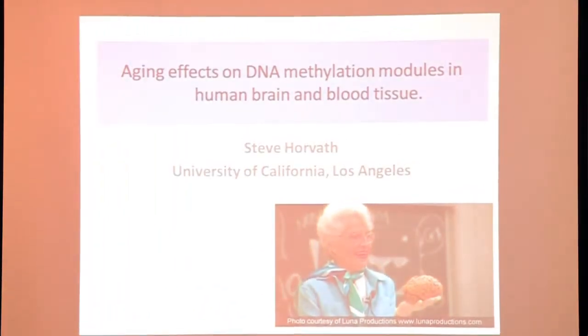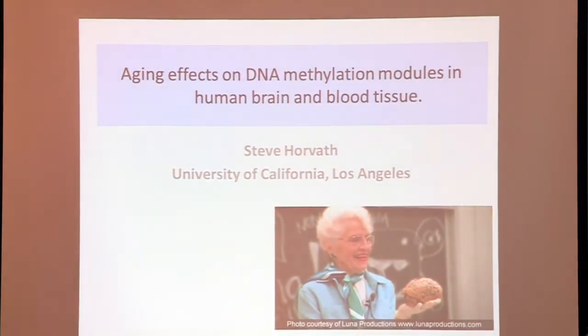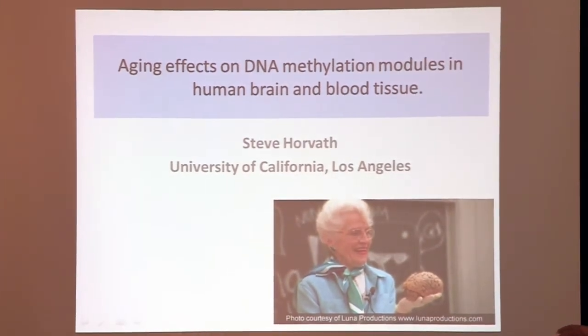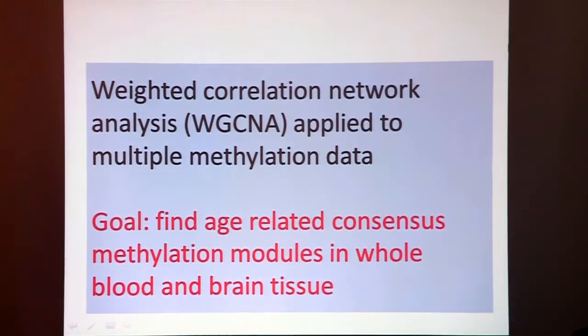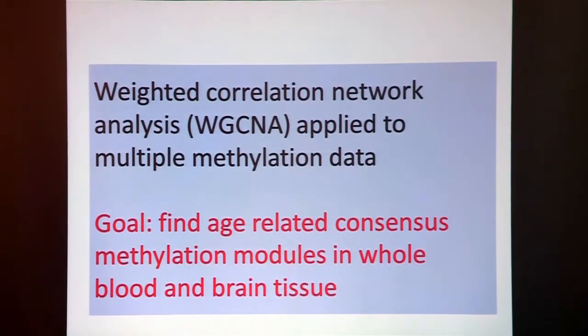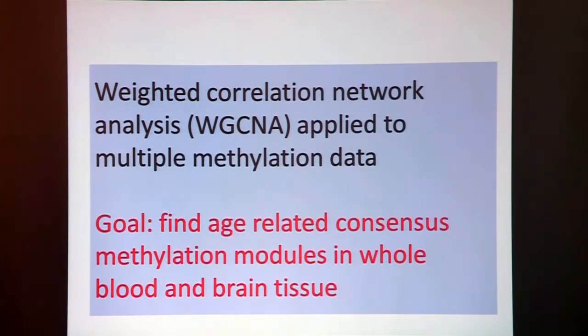So the topic I want to start with is to investigate aging effects on DNA methylation modules in both human brain and blood tissue. Here we applied WGCNA to multiple methylation data, and the goal was to find age-related consensus modules, basically co-methylation modules that are present in whole blood and brain tissue.